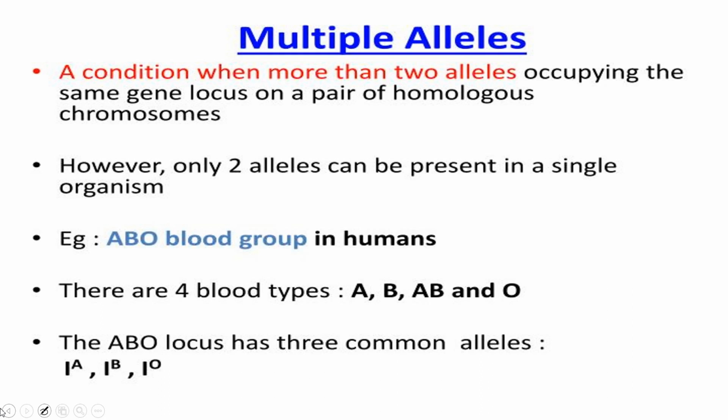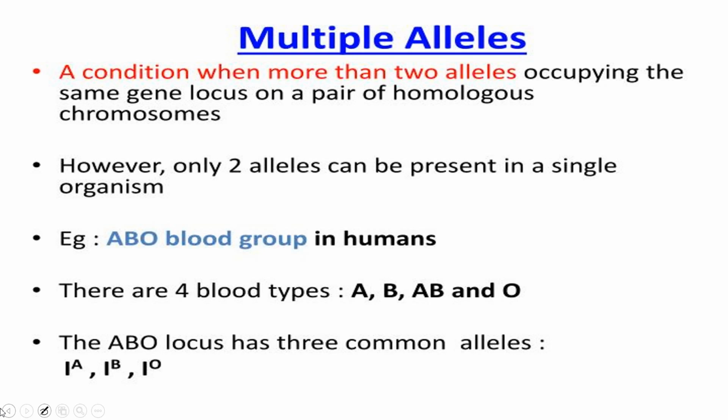So it is a condition when more than two alleles occupy the same gene position on a pair of homologous chromosomes. Homologous chromosomes means those whose genetical as well as external features are similar, identical. Such chromosomes are called homologous chromosomes. So this is a condition when more than two alleles occupy the same gene locus on a pair of homologous chromosomes, which is termed multiple alleles.